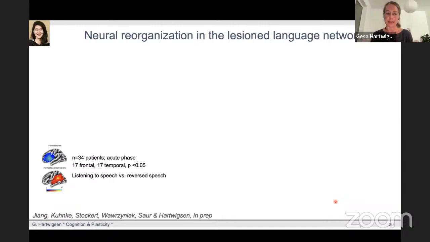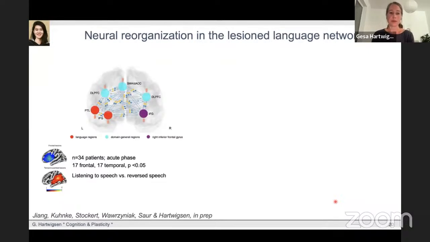And I should say that these patients were, of course, relatively mildly affected. So they initially had aphasia, but of course they had to be fit enough to go to the scanner and be able to be included 3 times. So this is, of course, a bit of a selection bias.